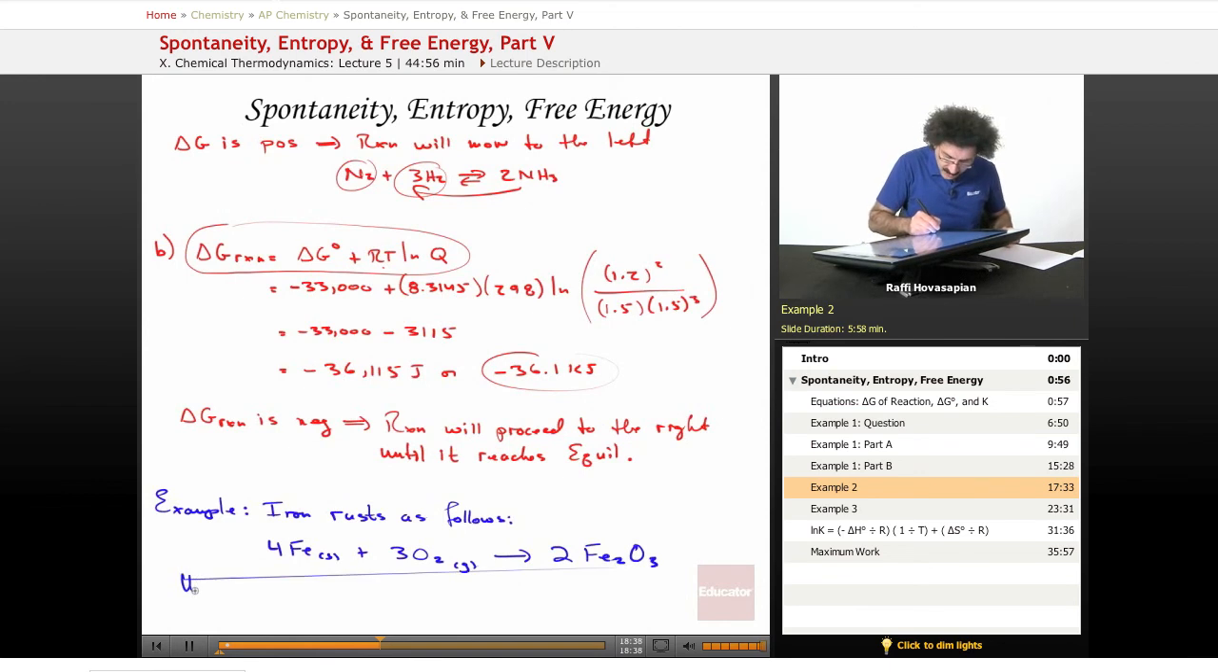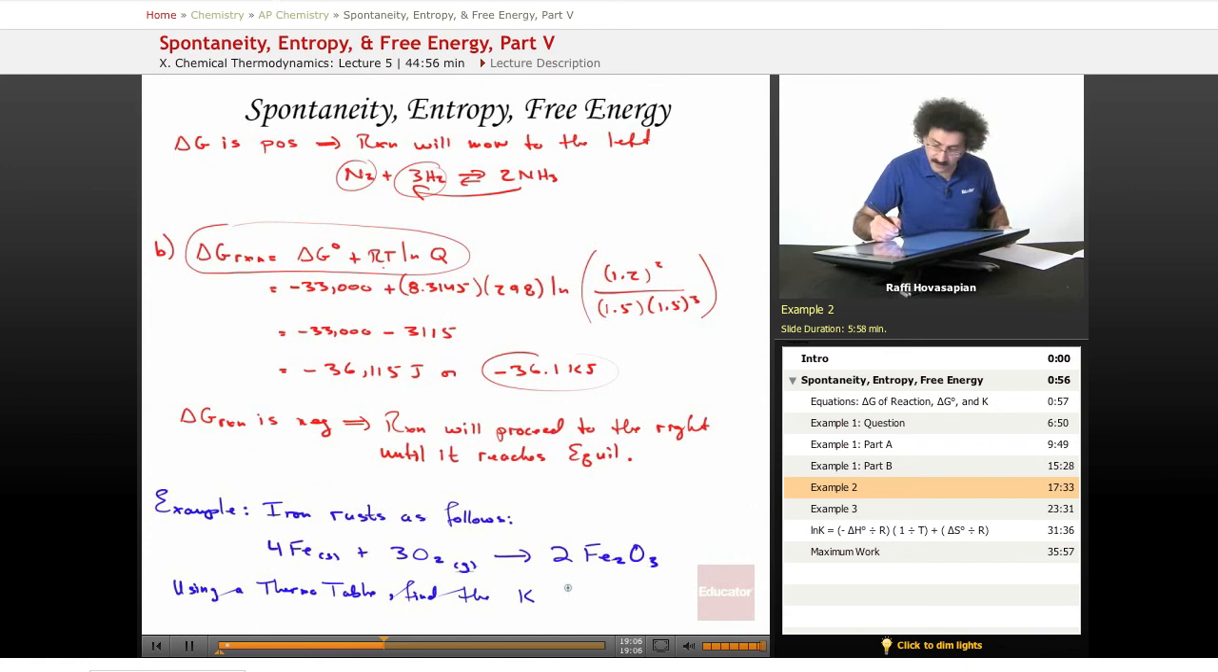I'll say, using a thermotable, in other words, the table of thermodynamics data, using a thermotable, find the K. Find the equilibrium constant for this reaction. Find the K at 25 degrees Celsius.